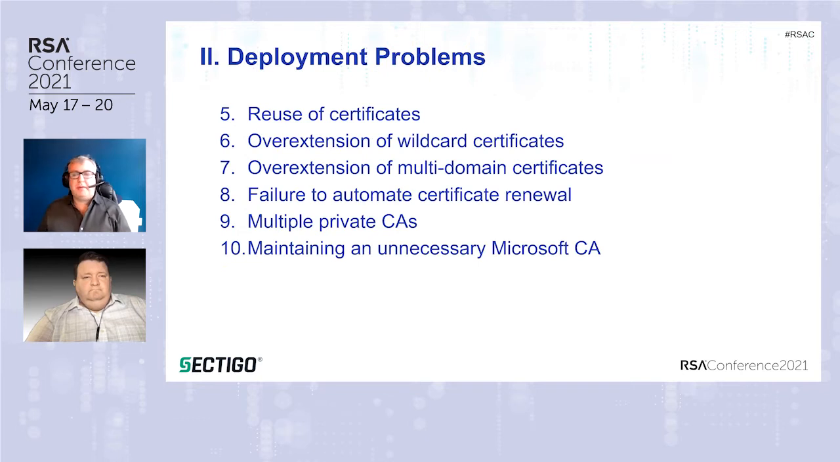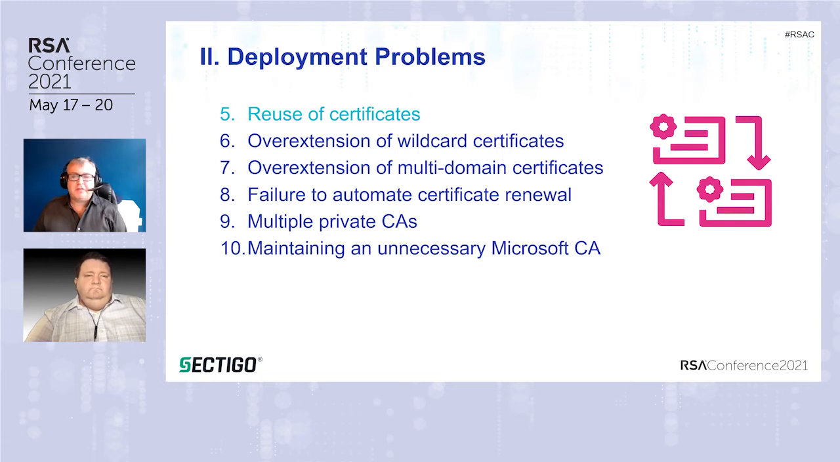All right, deployment problems. So those are certificate problems, deployment problems. First of all, reuse of certificates. We see this a bunch. Yeah, Tim. So I think in the public trust world, there are examples of if you have multiple servers that are handling a specific domain, you might be doing a reuse of a certificate.